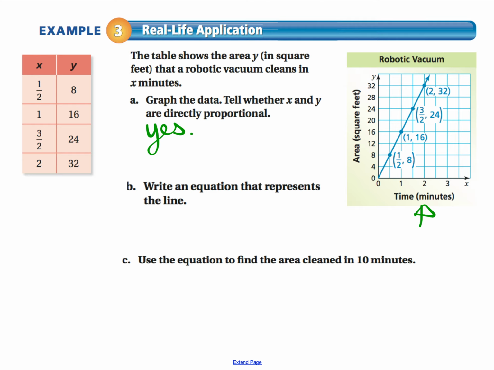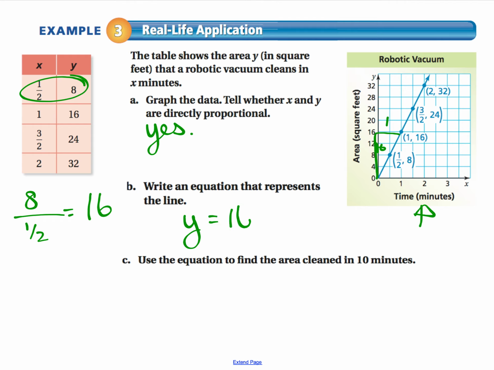Write an equation that represents the line. All right, for the equation, we need to find the constant of proportionality, which can be found several ways here because we know that the unit rate from the table, h divided by a half, is the same as the unit rate, is the same as the slope. Maybe here we do the slope, it's up 16 and over 1. Either way, we do end up with a constant of proportionality that is 16. So y equals 16x, where y represents the square feet and x represents the minutes.